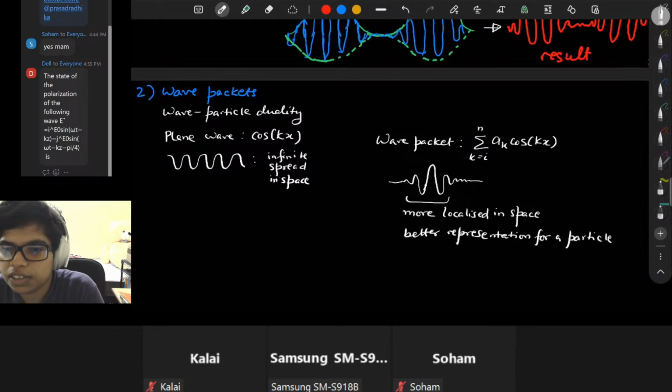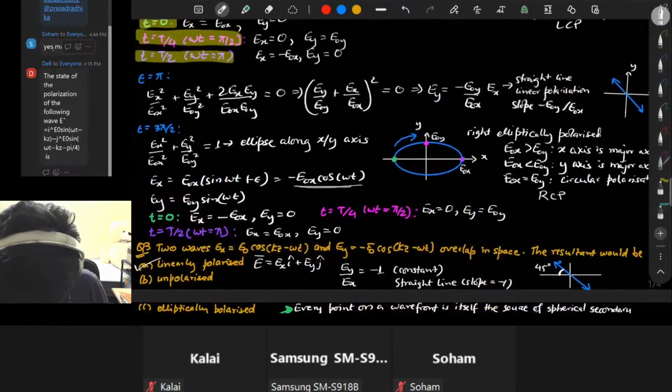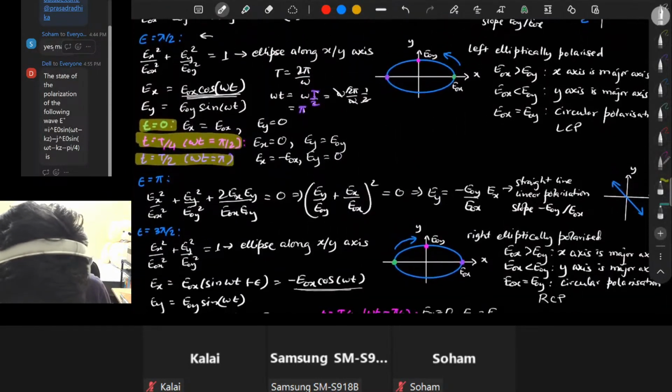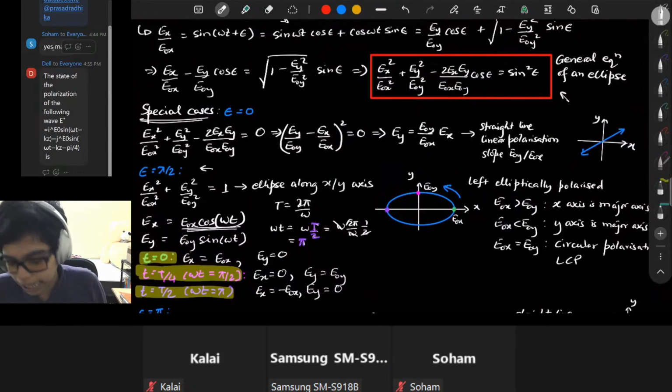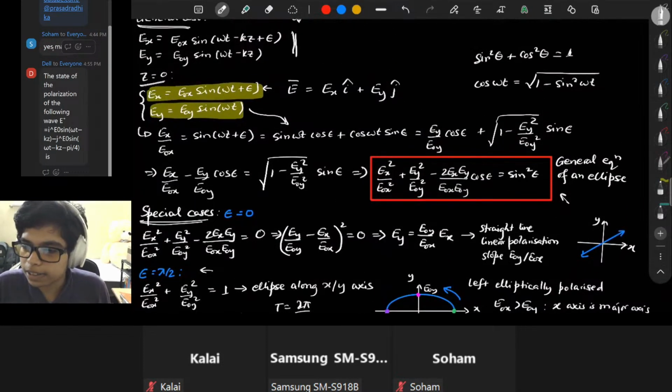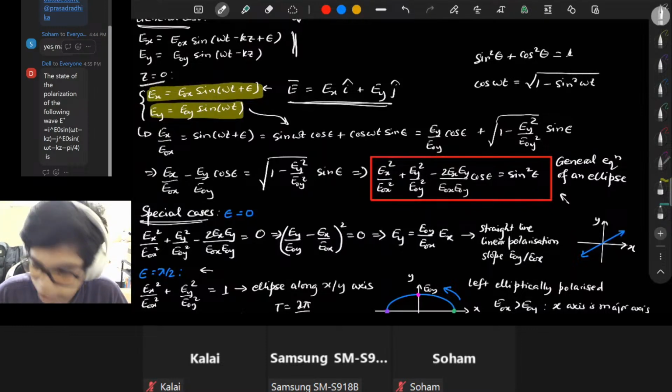Okay, someone is asking a question in the chat box. The state of polarization of the following wave is... I am not able to read this properly. Let me see. State of polarization of the wave E. Okay, so your question is related to what I had discussed earlier. This is the most general form for the state of polarization. You have asked the most general kind of case. This is my electric field, Ex i cap plus Ey j cap. That's what you have written.